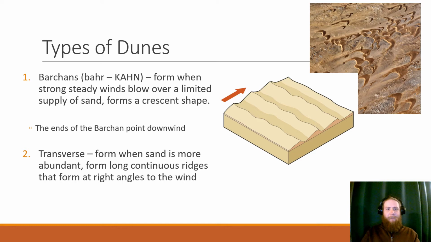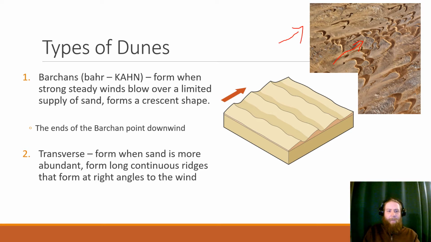So the different types of dunes. The first is barchans, which form when strong, steady winds blow over a limited supply of sand, forming a crescent shape, and the ends of the barchans are pointing downwind. This picture here on the right is barchans. They're these little crescent shapes. The wind was probably blowing in this direction.